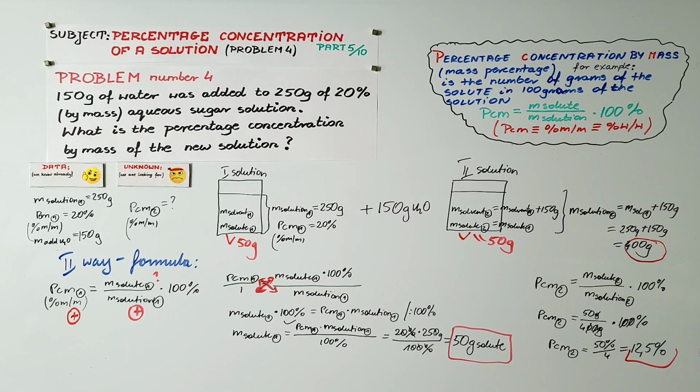So the percentage concentration by mass in the second solution, or of the resulting solution, is 12.5%. Okay, guys, so you decide which way is easier for you. We solved this problem in two ways, based on proportion and based on formula.